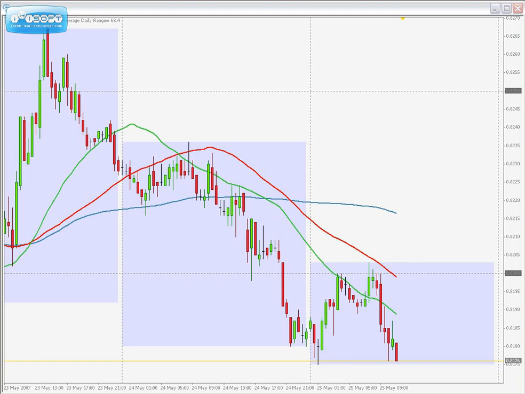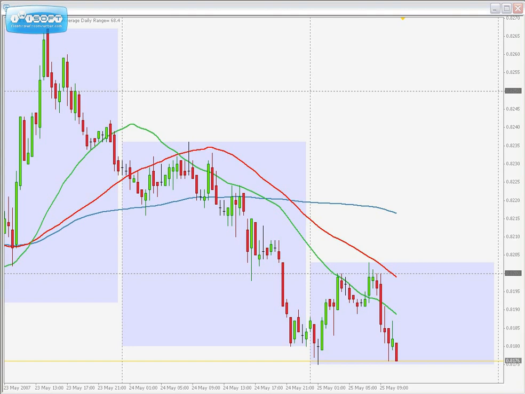I want to show you a setup that actually looked quite good, but unfortunately I didn't take it. I missed it because I was studying another chart at that precise time, and the opportunity is now gone. But nonetheless, I want to show it to you guys because I think it was a good opportunity and a good possible trade. All right.